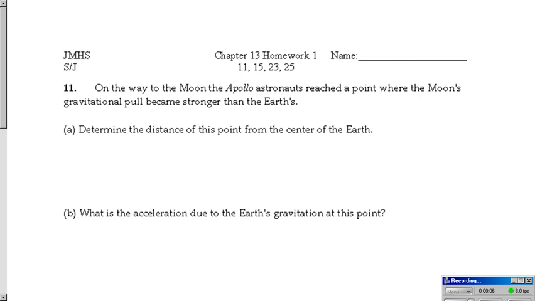We are well on our way into gravity. We have astronauts on the way to the moon. They reach a point where the moon's gravitational pull is stronger than the Earth's gravitational pull, and first we're asked to determine the distance that this occurs at.